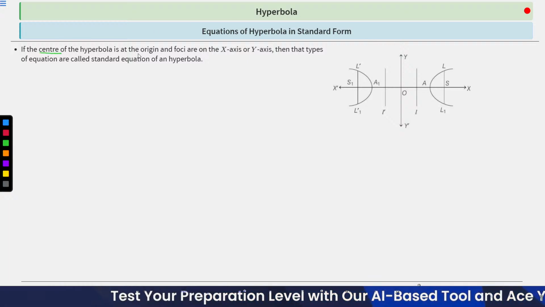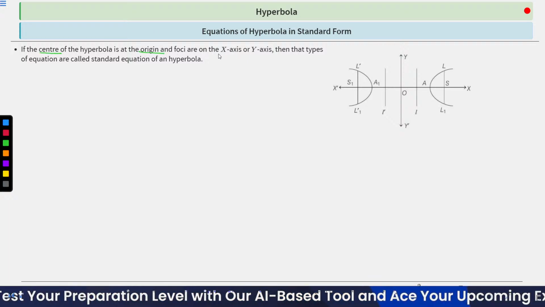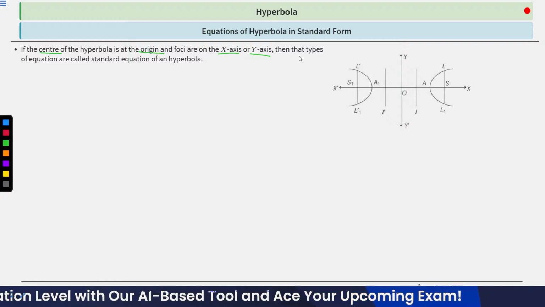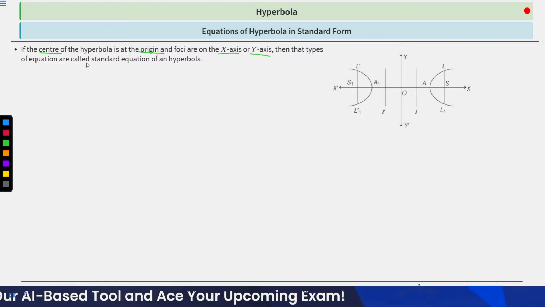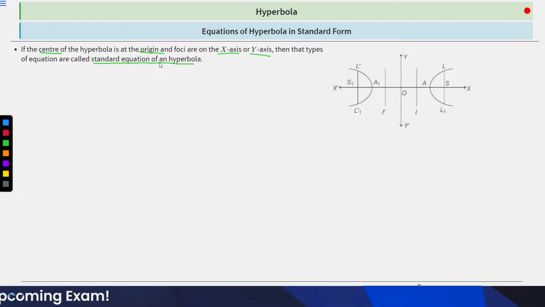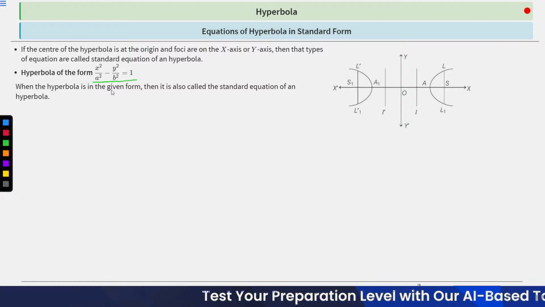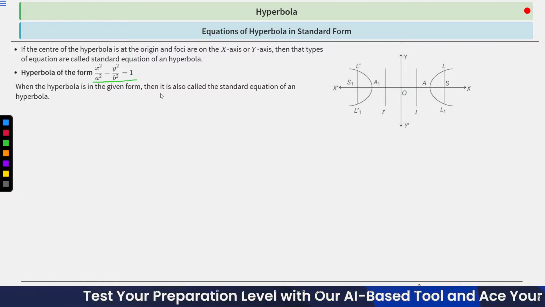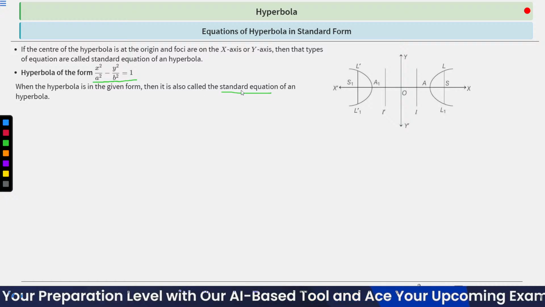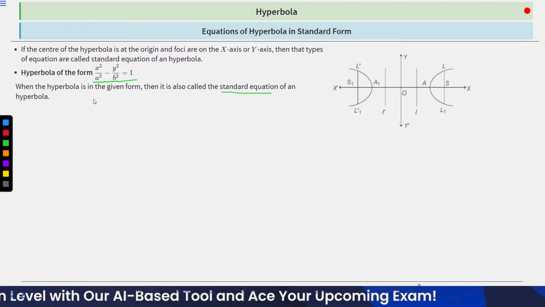If the center of the hyperbola is at the origin and the foci are on either the x or y axis, then these types of equations are called the standard equation of a hyperbola. A hyperbola of the form x square by a square minus y square by b square is equal to 1. When the hyperbola is in the given form above, it is called the standard equation of a hyperbola.